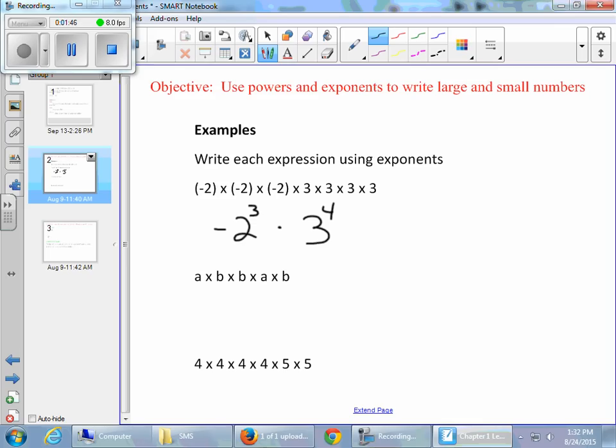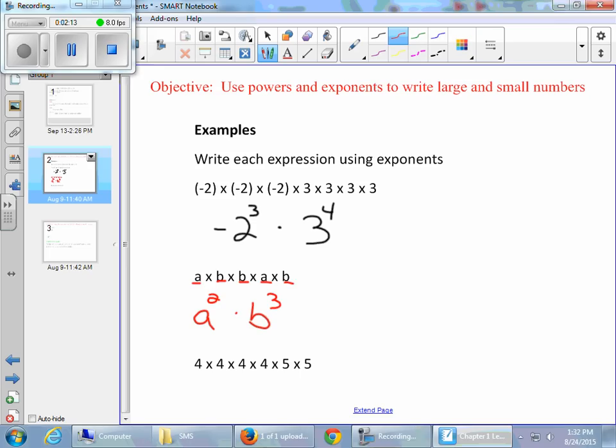Now let's take a peek at the next one. A times B times B times A times B. Okay, first let's pick out our first base. Let's use the first letter that shows up, A. A shows up once, twice. So we have our base A, and it shows up twice, to the second power. Times, we have B. B shows up once, twice, 3 times, to the third power.